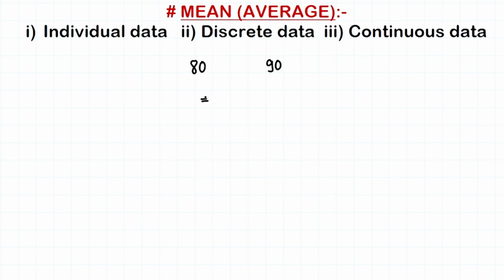It's pretty simple, okay? So we add these two values, which is our 80 plus 90, and then we divide these values by how many subjects there are, right? So we had two subjects, and in one subject you got 80, in another you got 90, so we have to divide it by 2. And when you do that, 80 plus 90 is 170 divided by 2, which is going to be 85 marks.